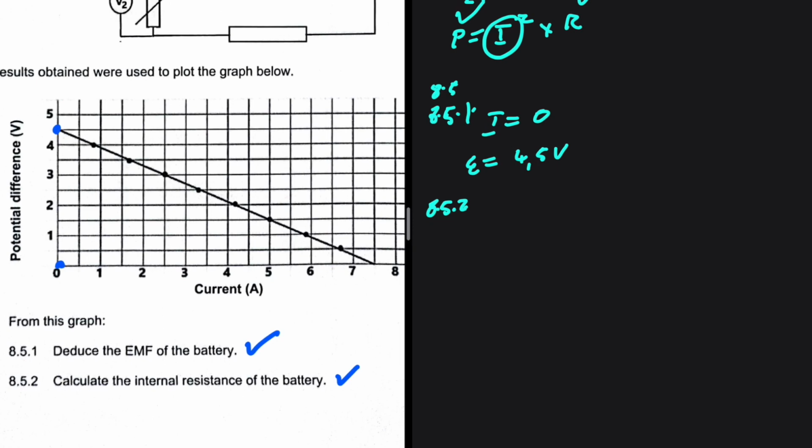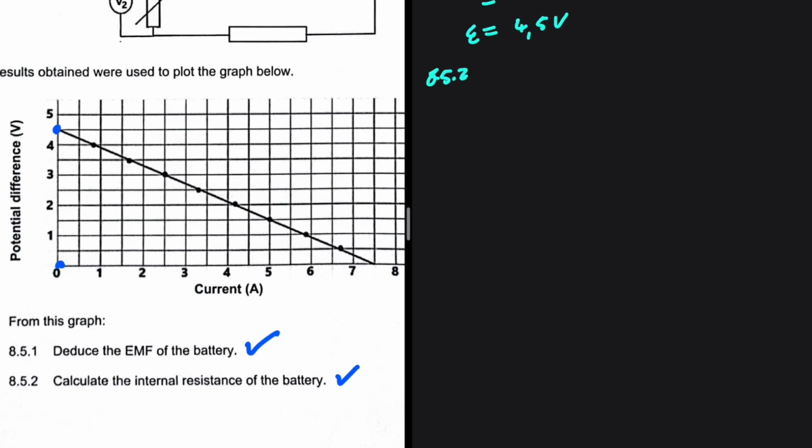Well, we're supposed to use the graph. How are we going to use the graph? You need to be comfortable with deriving an equation for the graph. Well, we know that EMF is equal to V external plus the current multiplied by the internal resistance. So V external is equal to the EMF minus Ir.